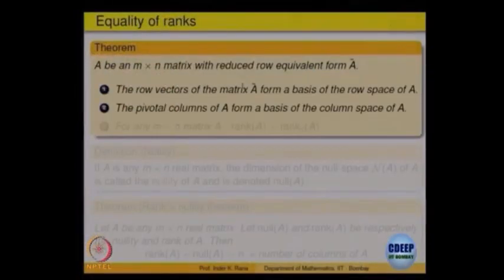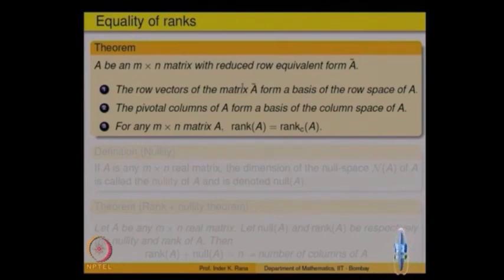And here is a theorem which is based on what we have just now discussed. So it says if A is m cross n matrix, the row vectors of the matrix A tilde, that is a row echelon form, they form a basis, that is what we said earlier, right. If you take a matrix A, bring it to row echelon form, then the non-zero rows form a basis, that we said the rank is equal to the row rank, okay. So they form a basis.